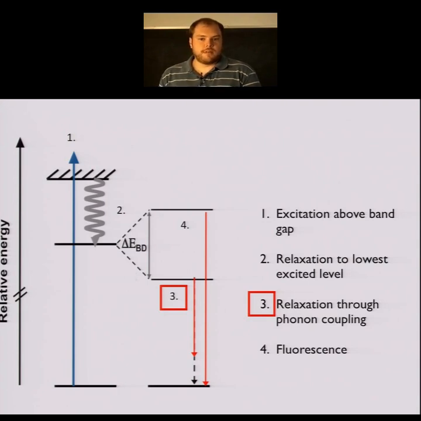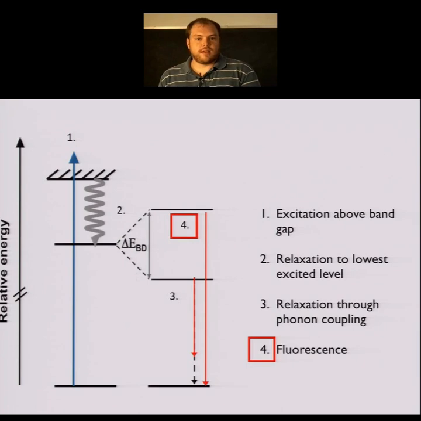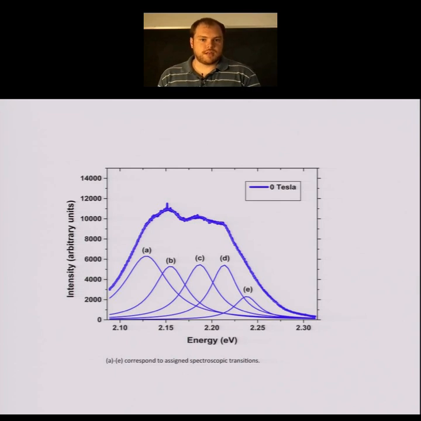What we'd like to happen is fluorescence. And so if we can find a way to get electrons out of the relaxation through phonon coupling and promote them into the fluorescent pathway, that would be ideal. And so here is a spectrum of the fluorescence, and the goal is to increase the intensity. One way to do that is to introduce a magnetic field.